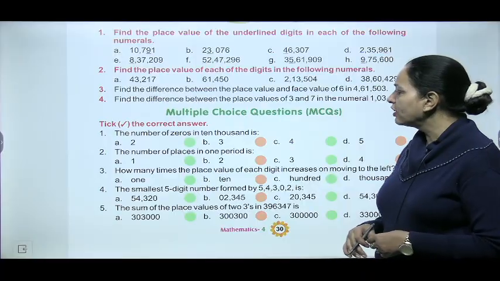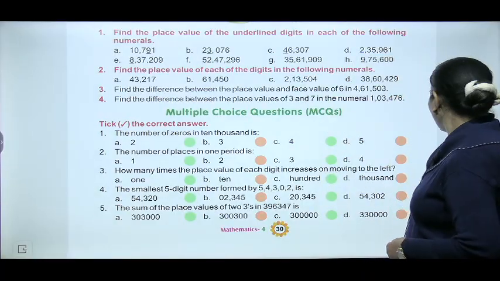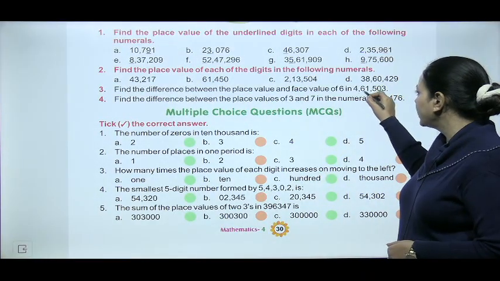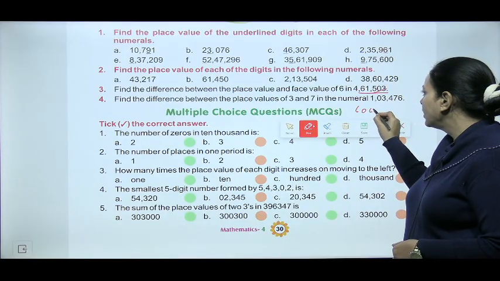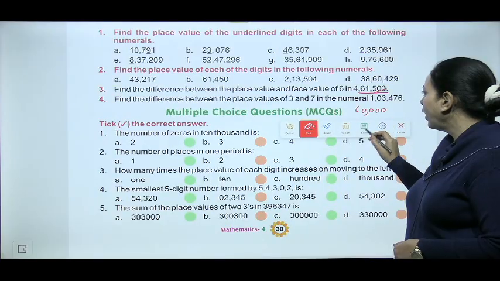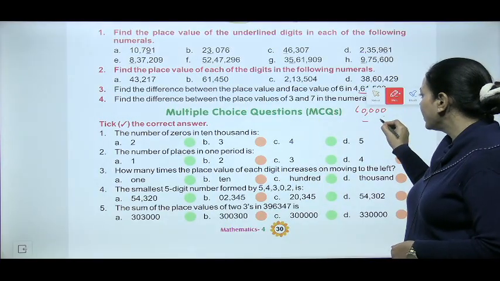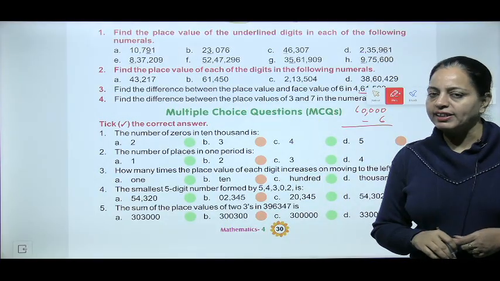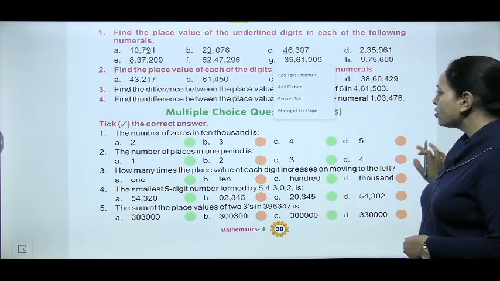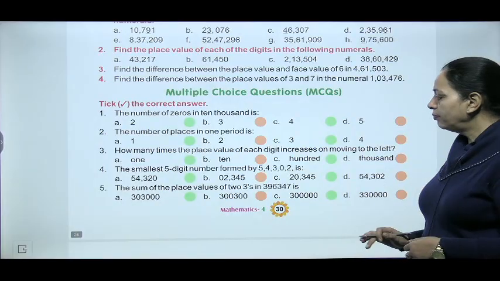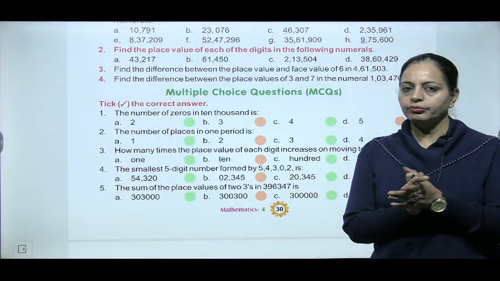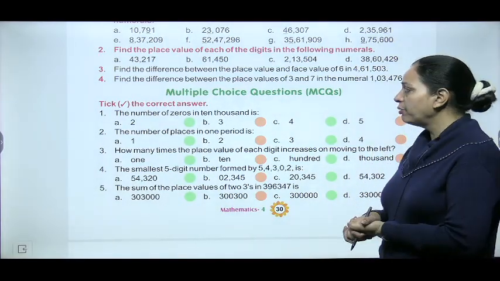The third: find the difference between the place value and face value of 6 in this number. So what is the place value? That is 60,000. And what is the face value? That is 6. So we will subtract the two. Similarly, you can try the remaining parts.